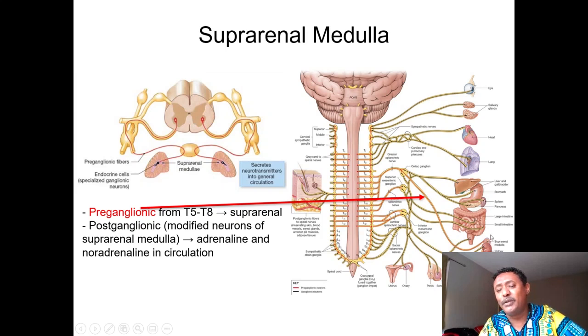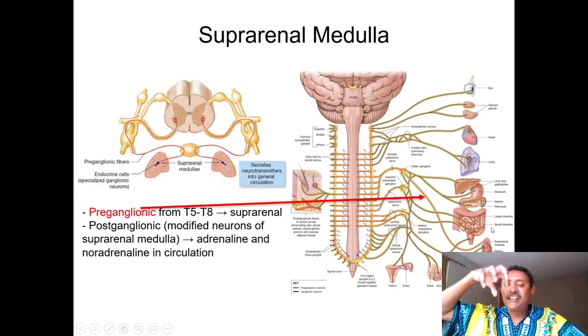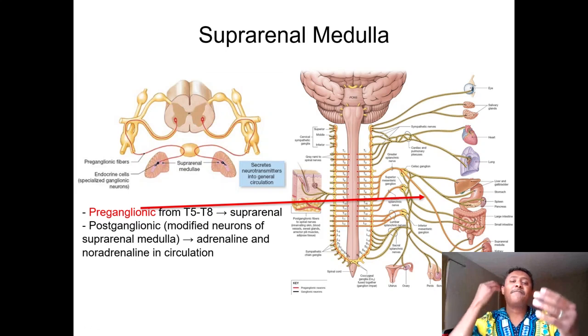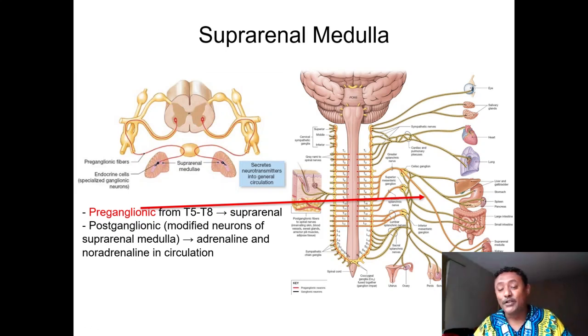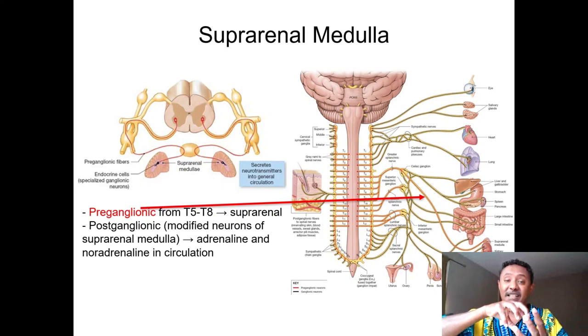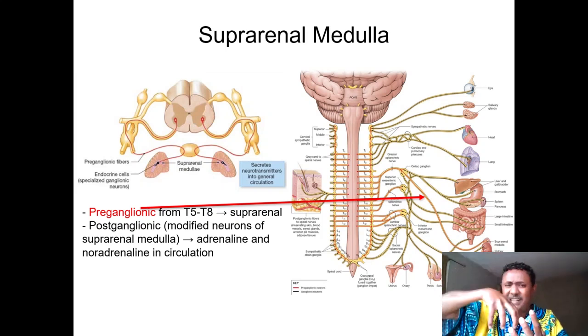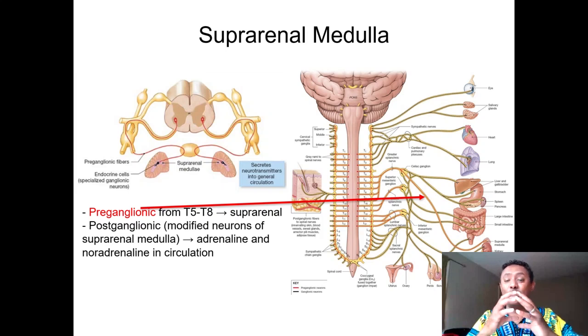When you go to the suprarenal medulla, the chromaffin cells inside are the cells where it's going to synapse. So the preganglionic fibers reach the target organ, which is the suprarenal gland itself, and synapse within that gland with the chromaffin cells. So the chromaffin cells inside there act like the ganglia, right? And from there, am I going to have postganglionic fibers? No.